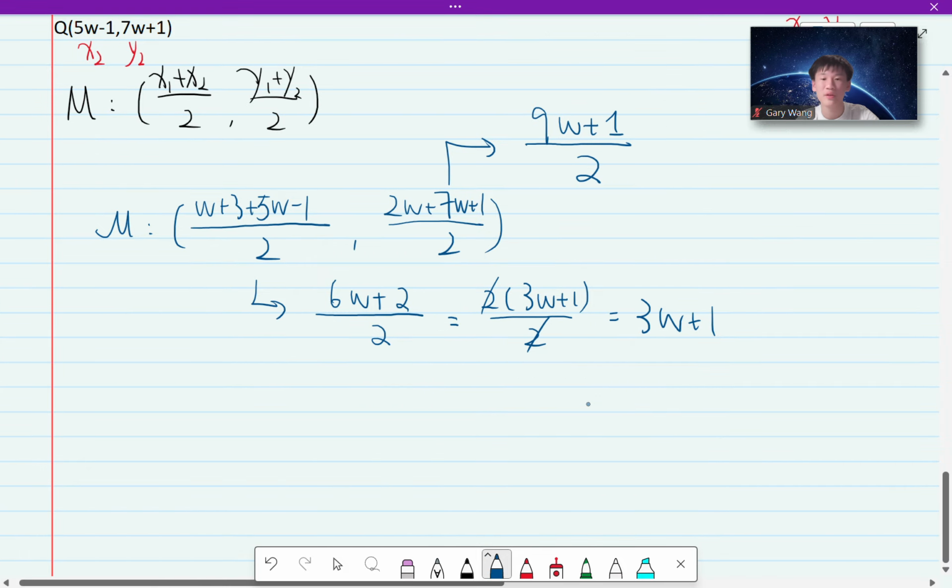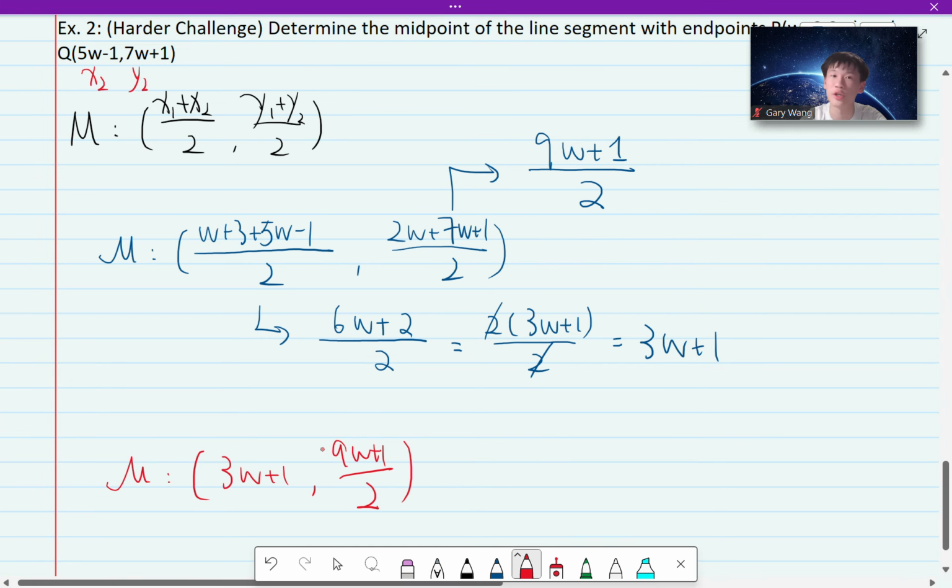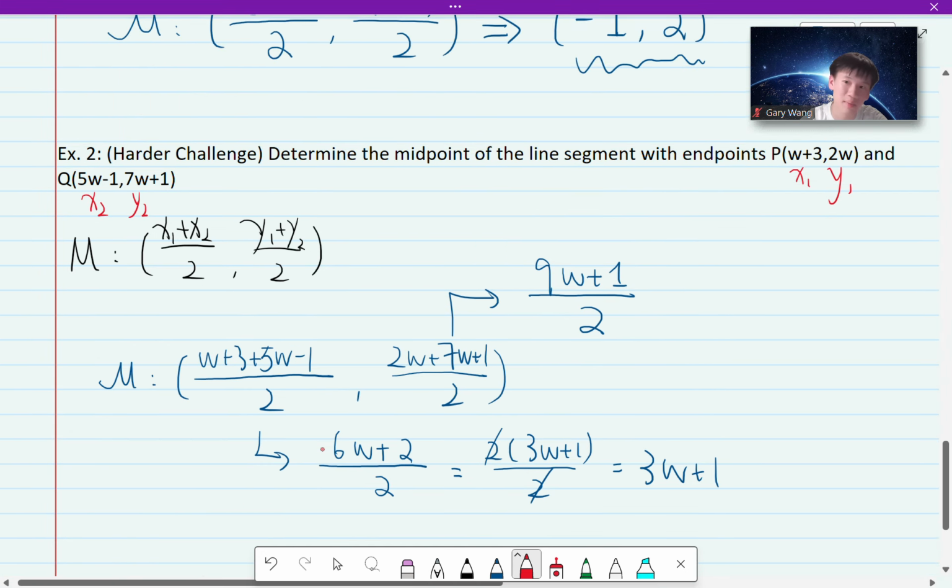So at the end, we will have the coordinates of midpoint M as 3w + 1 as the x coordinate and (9w + 1) over 2 as the y coordinate. And this would be the simplified coordinates of the midpoint of that particular line segment, PQ.